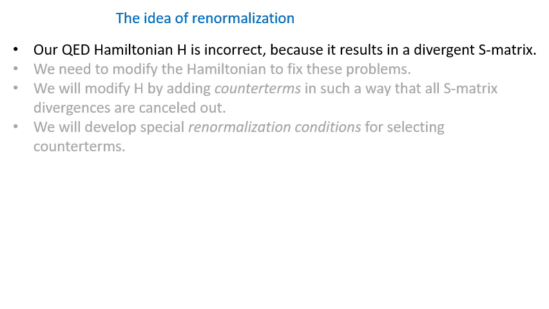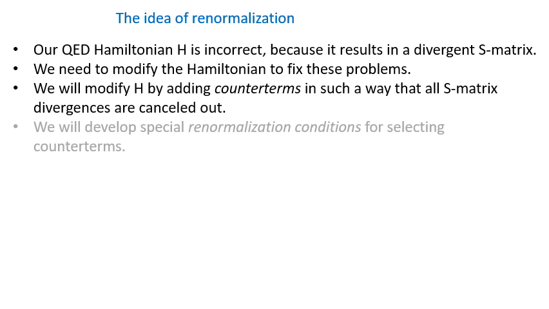To fix the above problems, we have to apply so-called renormalization. The basic idea of this method is rather simple. First, we have to admit that the QED Hamiltonian that we were using so far is incorrect. Our problems will be fixed by modifying this Hamiltonian. More specifically, this modification will be done by adding special correction terms that we will call counterterms.